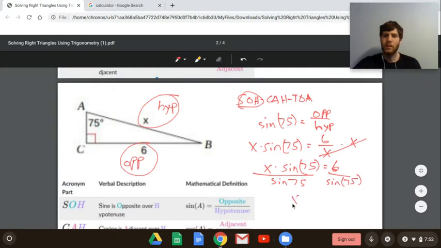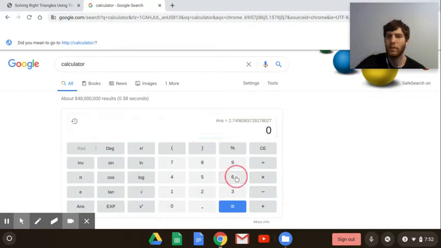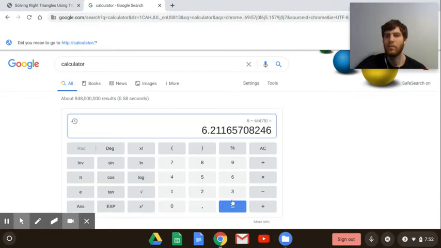So we get x equals, and this cancels out. Then we can go over to our calculator. We want to make sure we're in degrees, but then we want to do 6 divided by the sine of 75. We hit enter, and that's going to give us 6.21.